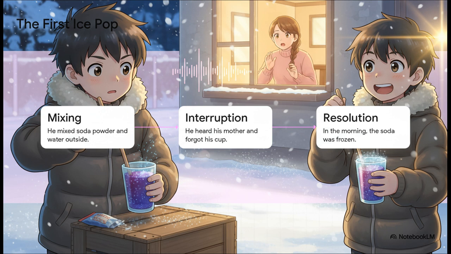Step 1, Frank's ongoing action. One cold night, he was mixing soda water outside. He was mixing the soda with a straw. Then, step 2, the interruption. He was mixing the soda when he heard his mother come inside. "Frank," she said. This simple interruption causes him to completely forget his cup. Step 3, the resolution. In the morning, the soda water was frozen solid. He pulled it out and the ice pop was born. It's an accidental, literally world-changing invention told using the exact grammatical framework of interrupted continuous action that we just learned.